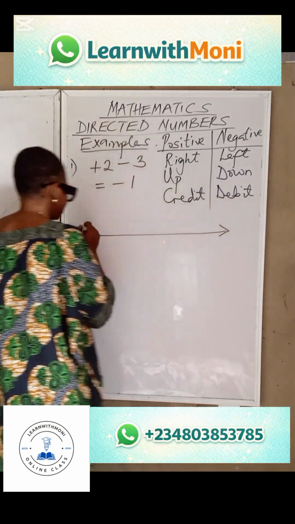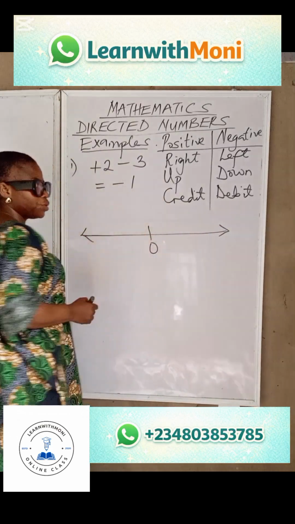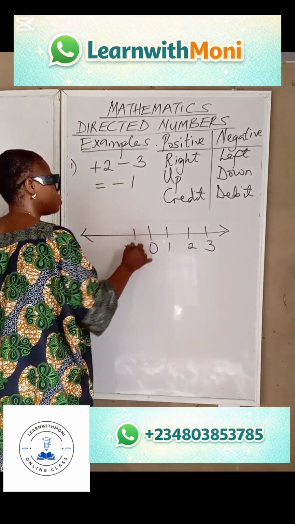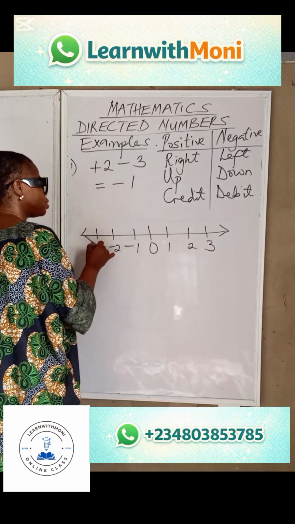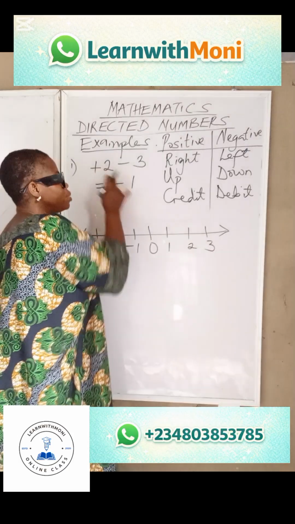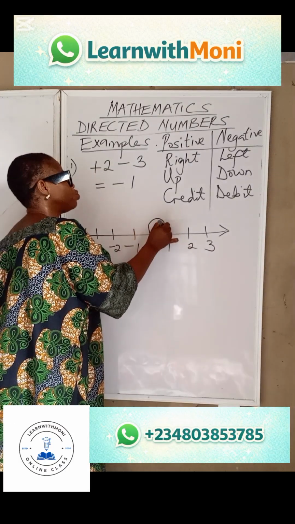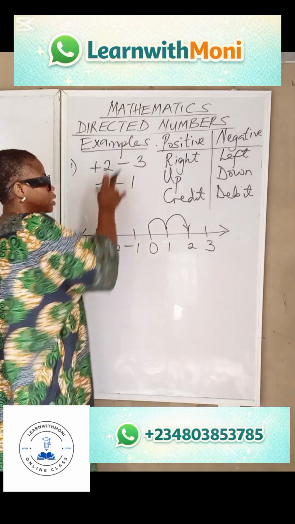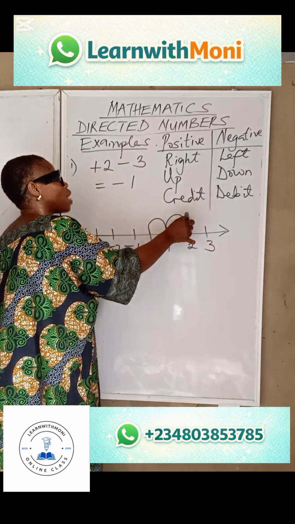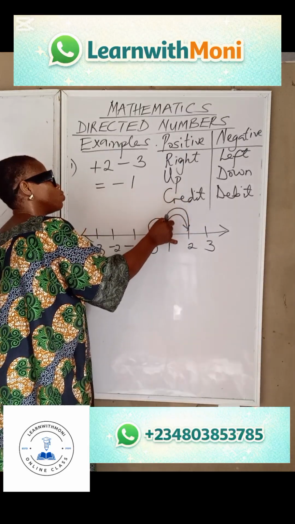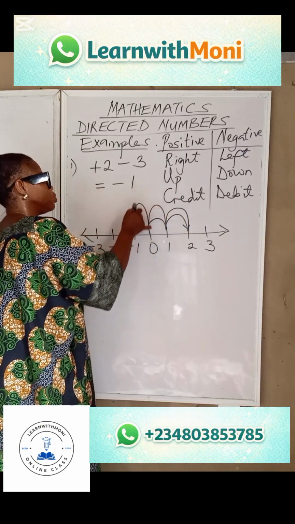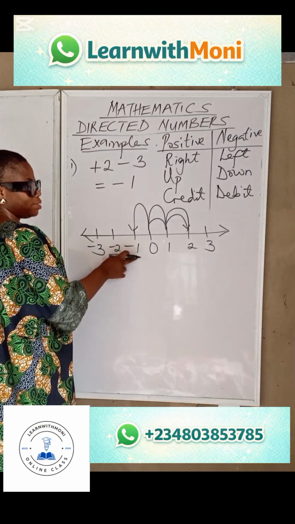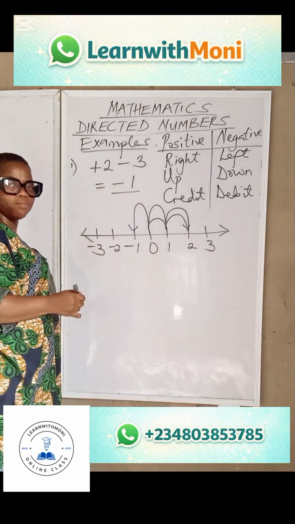This is a number line. This is my 0 here. I have 1, 2, 3, and minus 1, minus 2, minus 3. Positive 2 means moving to the right 2 times. Just that is plus 2. Then negative 3 means moving from that point to the left 3 times. 1, 2, 3 times. You can see where I ended, minus 1, which is my answer.